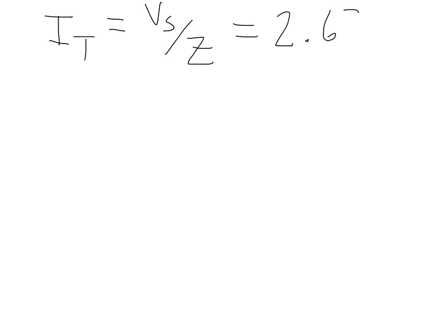After I find the total opposition of current in the circuit, I can then find the total current in the circuit, I sub T. The formula for current is the source voltage divided by the total opposition to current, which is the impedance. So I take the source voltage, which is 10 volts, divided by the impedance, which is 3,814.22 ohms, and I get 2.62 milliamps of current.